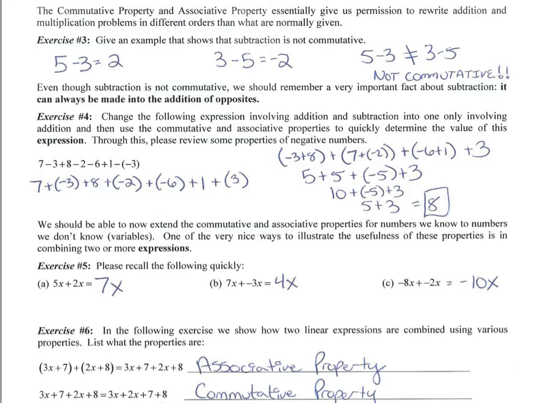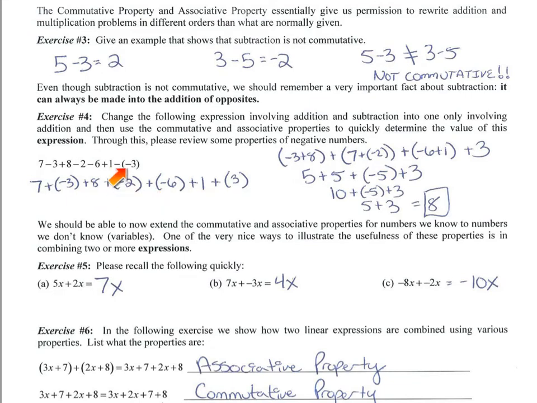So right now we are given 7 minus 3 plus 8 minus 2 minus 6 plus 1 minus a negative 3. I'm going to rewrite it first. So anything with a minus, I'm going to write as a plus negative. So it'll be a plus negative 3, a plus negative 2, a plus negative 6.